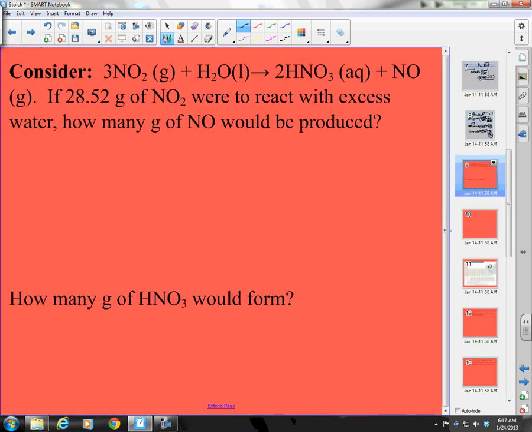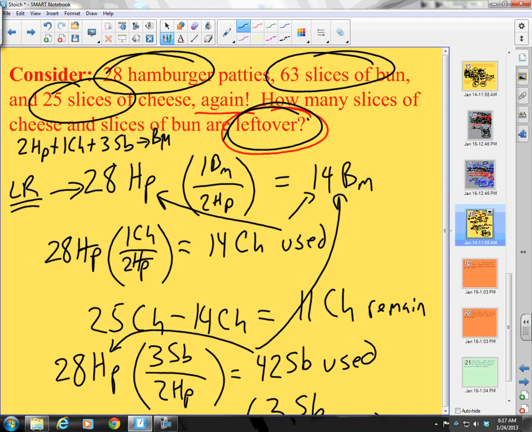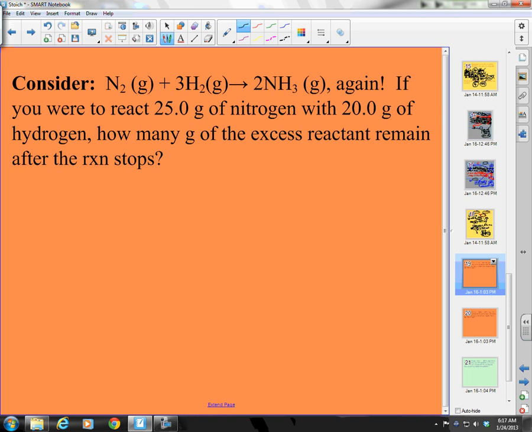In stoichiometry, when they ask us how much excess reactant remains, that's exactly what we did with our Big Macs. Sorry, I'm in the wrong spot again. I've got nitrogen and it reacts with 3 hydrogens to form 2 ammonias. We've seen that before. If you were to react 25 grams of nitrogen with 20 grams of hydrogen, how many grams of the excess reagent remains?